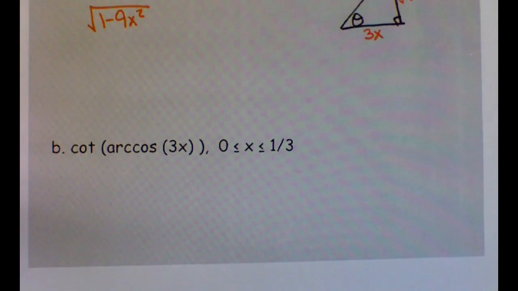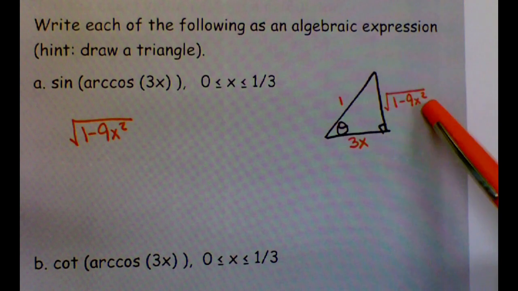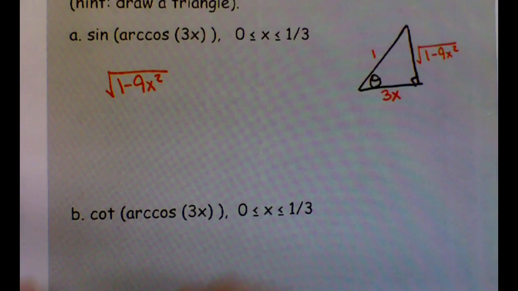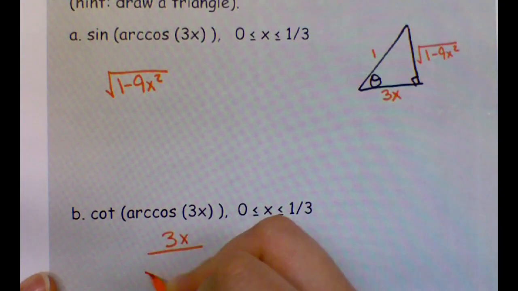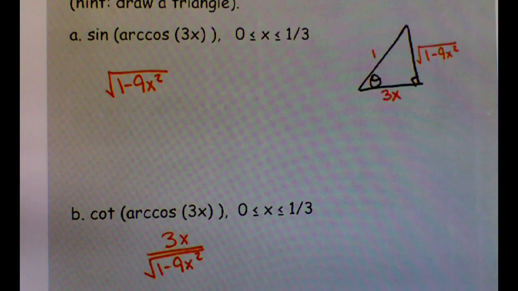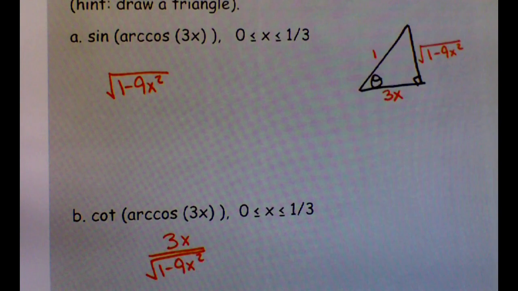Cotangent of the arccosine of 3x. Well, we're dealing with the same triangle. So cotangent is adjacent over opposite, which is 3x over the square root of 1 minus 9x squared. And since that's a bit more intense than our normal square roots, we can allow the square root to be in the bottom.